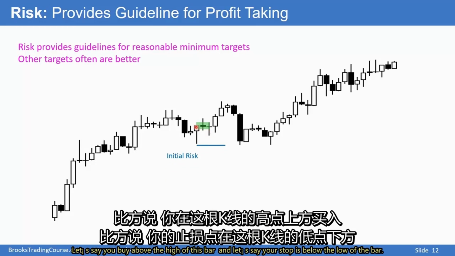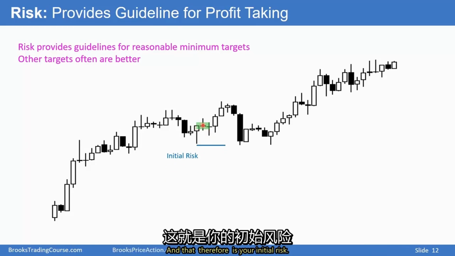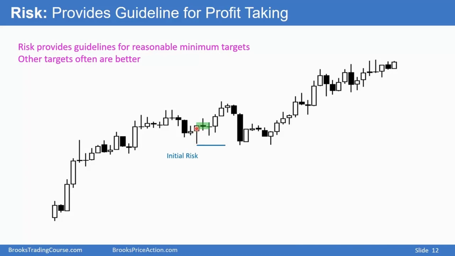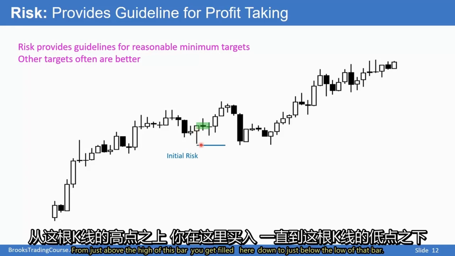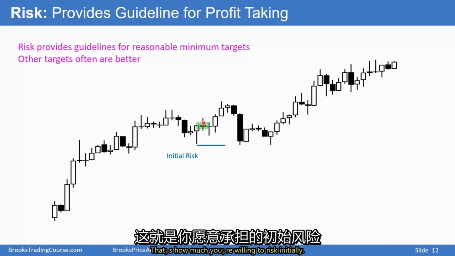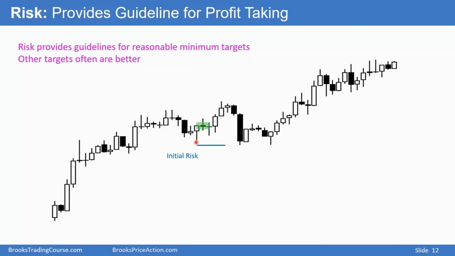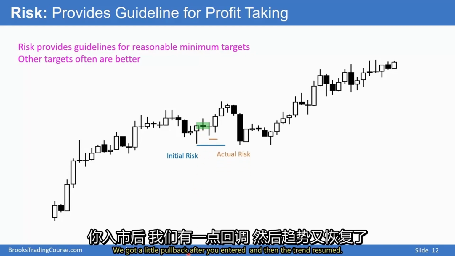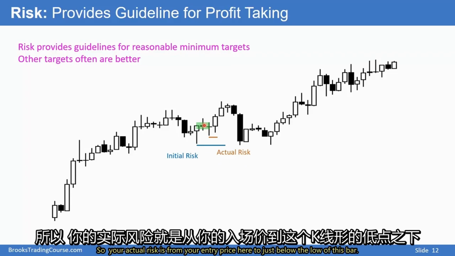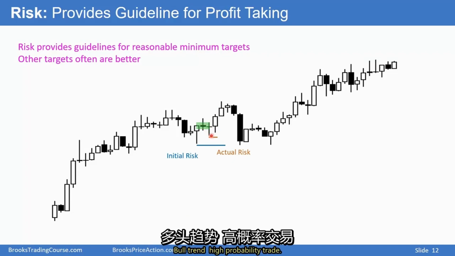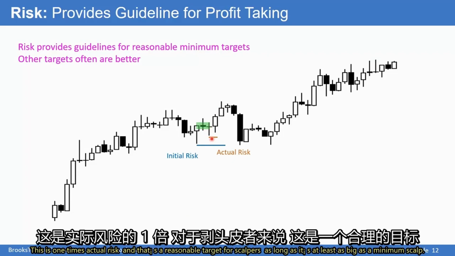Let's say you buy above the high of this bar, and let's say your stop is below the low of the bar, and that therefore is your initial risk. From just above the high of this bar, you get filled right here, down to just below the low of that bar. That's how much you're willing to risk initially. We got a little pullback after you entered, and then the trend resumed. So your actual risk is from your entry price here to just below the low of this bar right there.